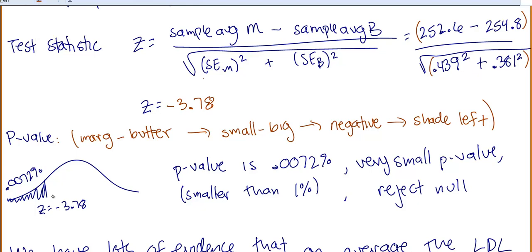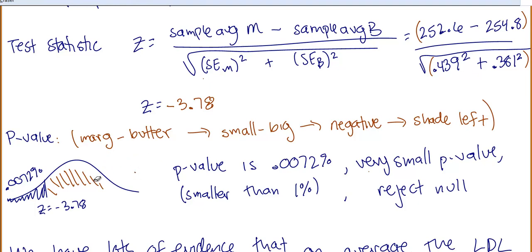So specifically, if I still had the same z-value and I shaded to the right, then this p-value would be 100% minus 0.0072%. So it would be 99.9928% if we wanted to shade to the right, and our z-value is still negative 3.78. So I'd just say big minus small, and that would be positive, and the change is to the right?